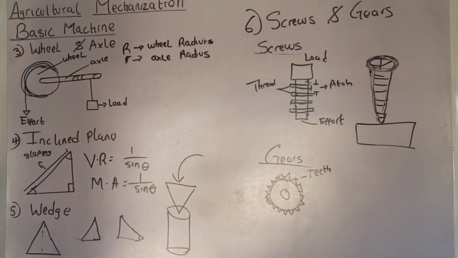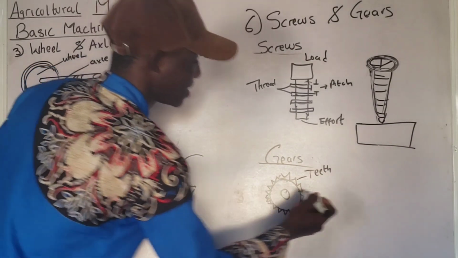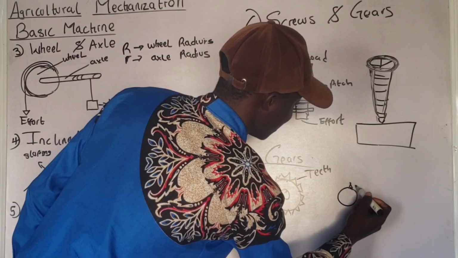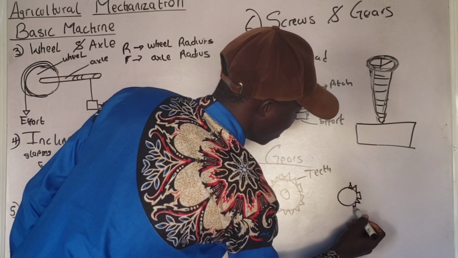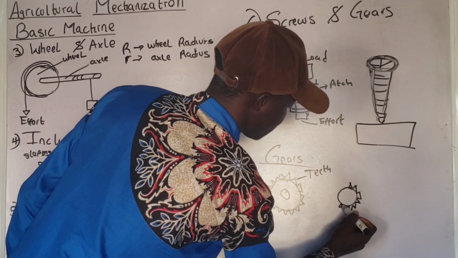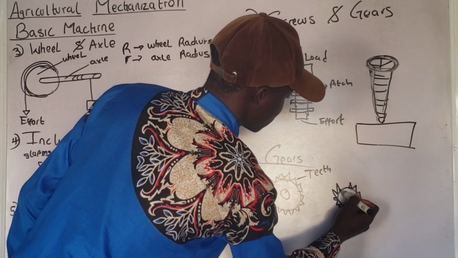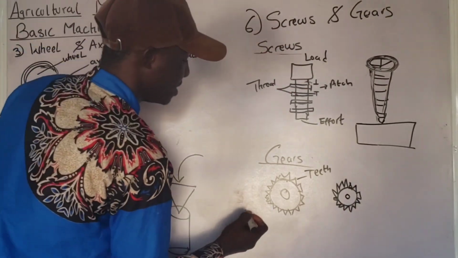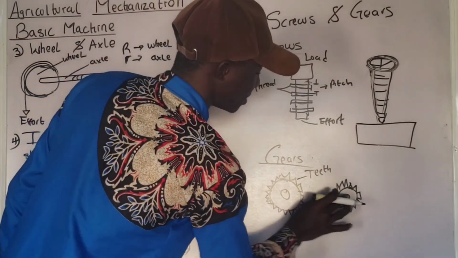Gears can be used to increase speed or decrease speed. Now, let's say we have two gears. Let me draw another gear here. Let this one be smaller compared to the previous one that I drew. This is the bigger gear, and this is the smaller gear.